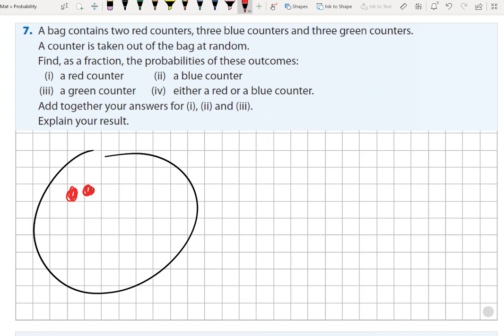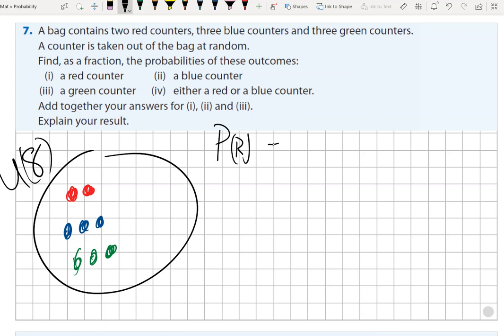Two red, 3 blue, and 3 green. That's 8 in total. The universal is 8, or the total number of outcomes is 8. That goes at the bottom. So what's the probability of red? Reducing that fraction is 1/4.